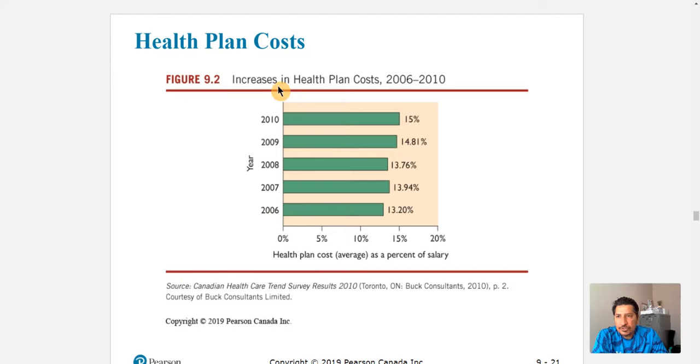Figure 9.2, increase in health plan costs from 2006 to 2010. Look at that. Starting from 2006 at 13.2%, all the way up to 15% in 2010. So the cost of the healthcare plan has gone up, and it keeps going up.